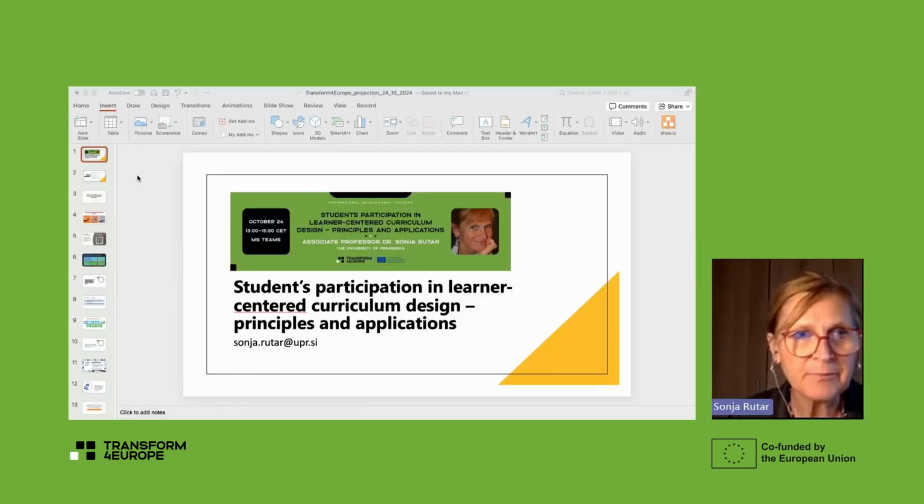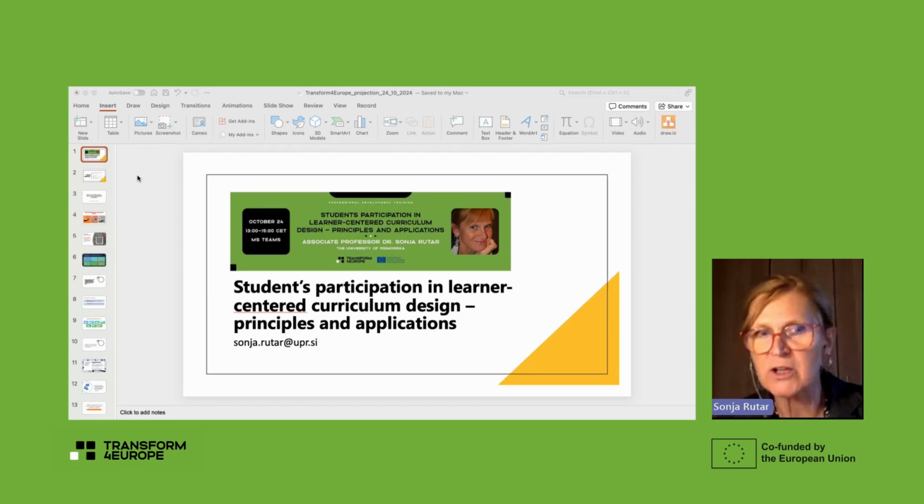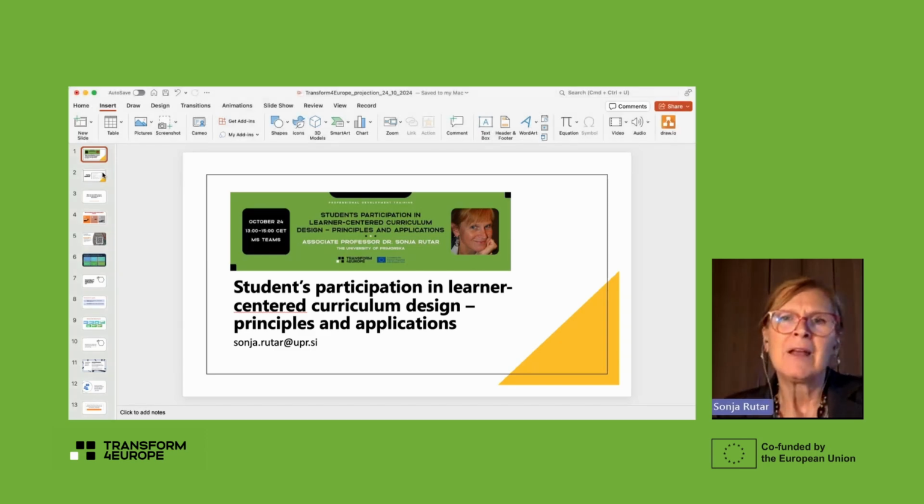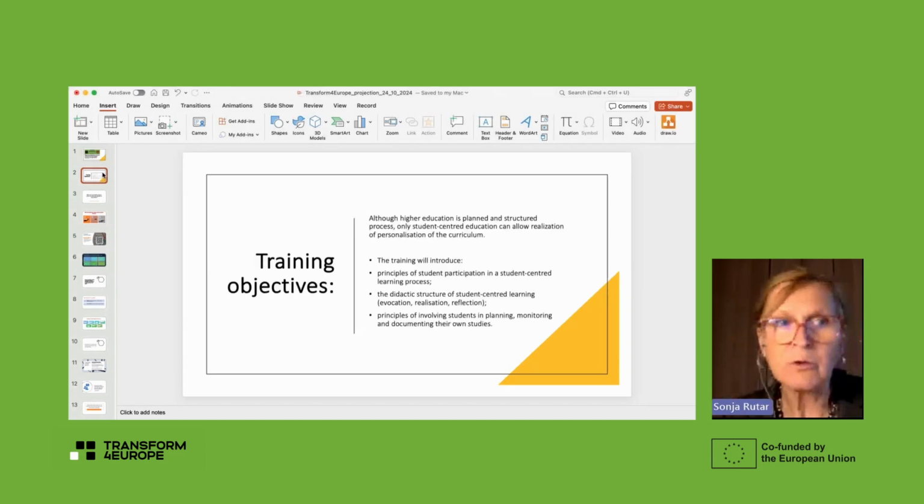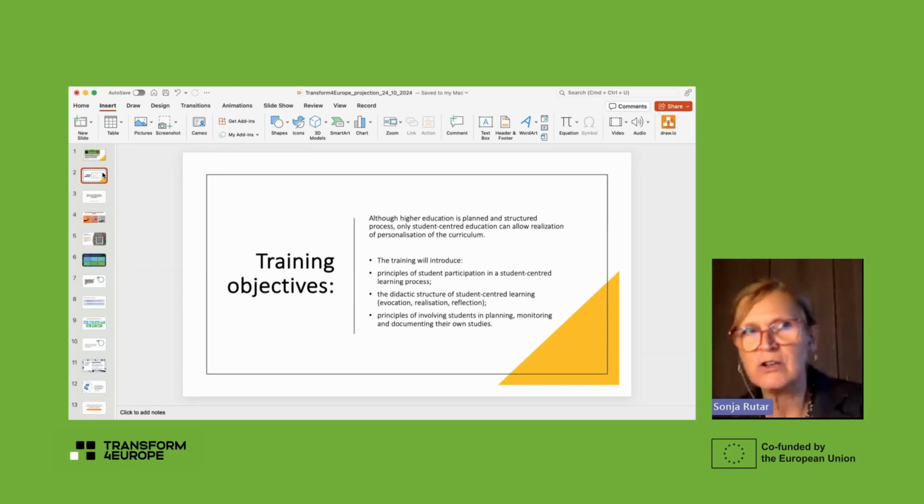As we said, the main concepts will be students' participation, learner-centered curriculum, and how to design, let's say, a program. First, we all know that education, no matter on which level, is a planned activity. So we have some kind of program.